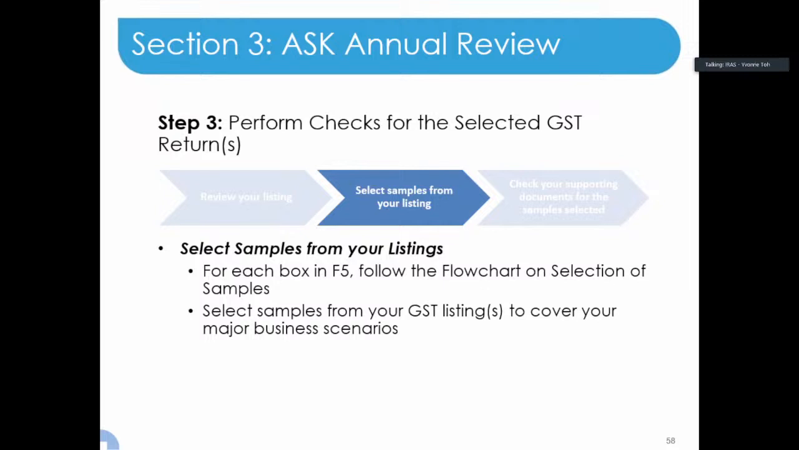The second process that you need to perform in step 3 is to select samples from your listing to perform a series of checks. For each box of the GST return, you will have to select samples that cover your major business scenarios. This is to ensure that within the sample selected, you would cover a wide range of GST transactions that are representative of your business. You may refer to the guidelines in our ASK Annual Review Guide for more information. The number of samples to select must be based on the criteria indicated in the flowchart, which I will be going through next.